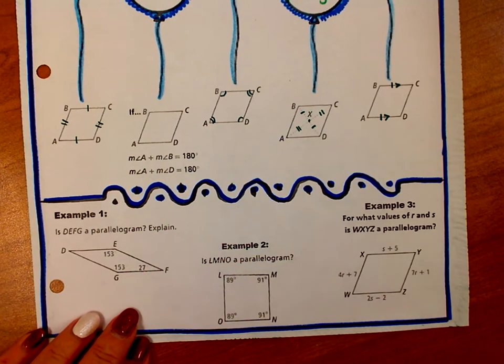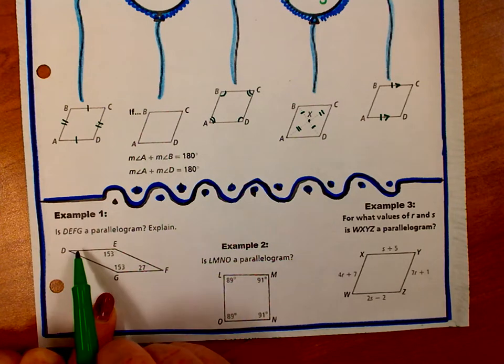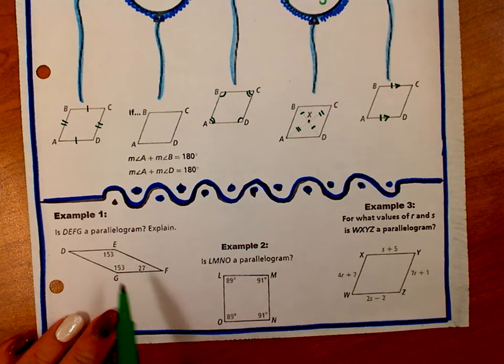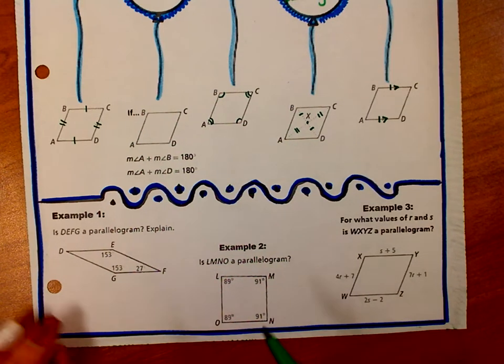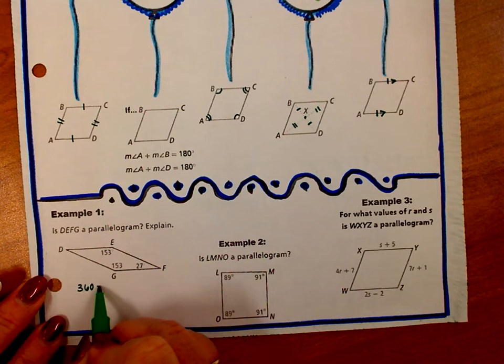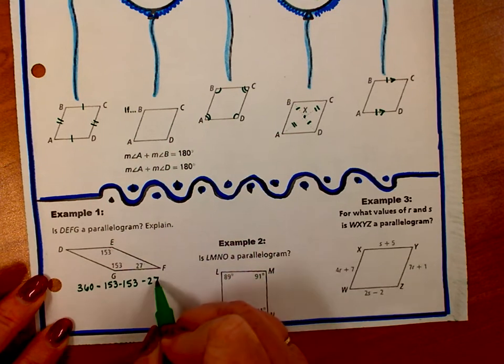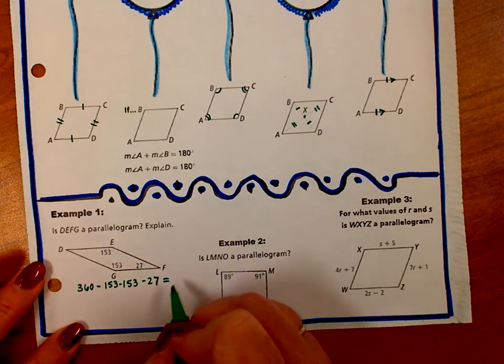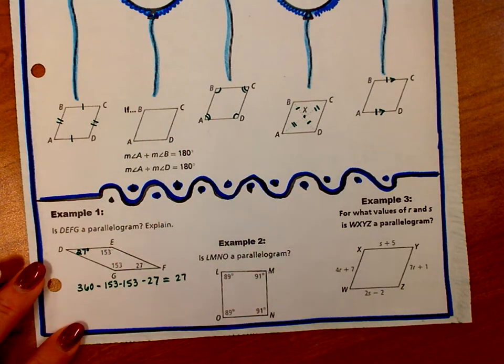In example 1, we want to figure out, given this information, if DEFG is a parallelogram. The only thing that we know is that we have these three angles. In order to find angle D, we can subtract angle E, angle G, and angle F from 360 degrees. That is 360 minus 153 minus 153 minus 27. And if we do that, we're going to get 27, which means that angle D is 27 degrees.